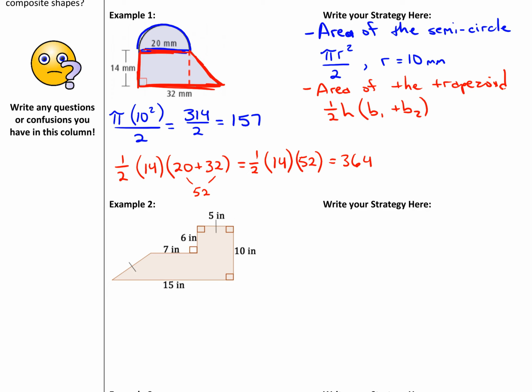So because it's a composite shape, we'll add up our 2 areas, the area of the semicircle and the area of the trapezoid. And we get a total composite area of 521 millimeters squared.